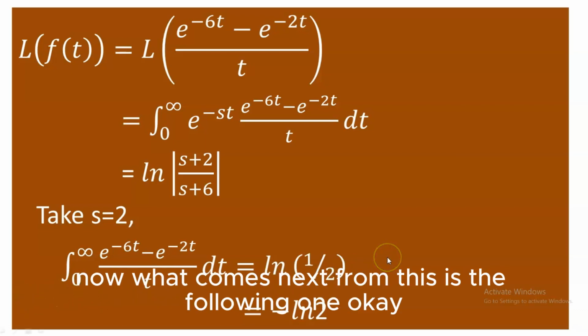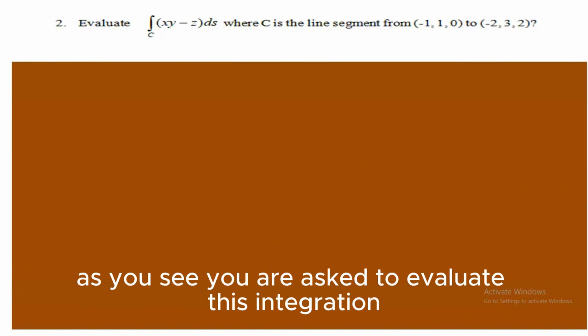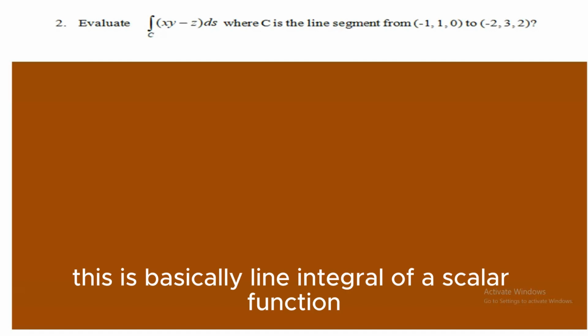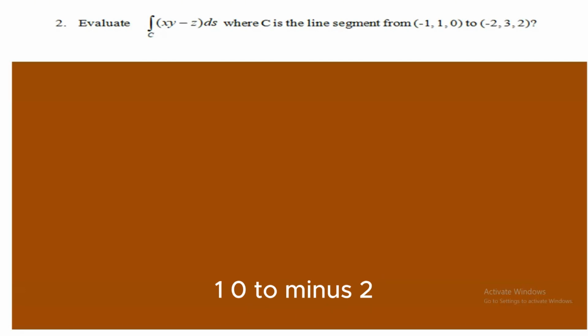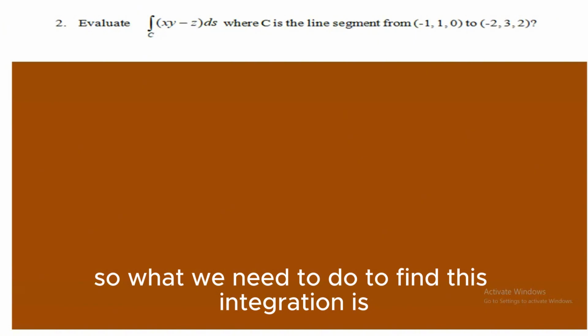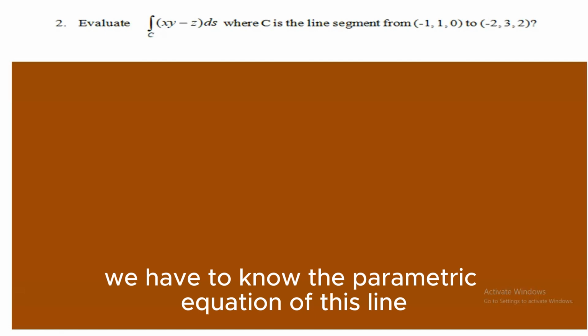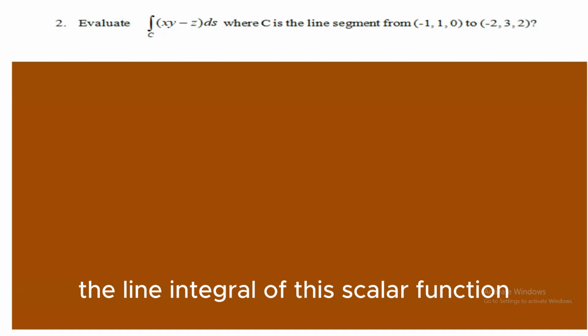Now what comes next from this is the following one, okay? You are asked to evaluate this integration. So this is basically a line integral of a scalar function, because the scalar function is xy minus z, and c is the line segment from minus 1, 1, 0 to minus 2, 3, 2. So the initial point as well as the terminal point is given. So what we need to do to find this integration is to know the parametric equation of this line segment, and based on that we can determine the line integral of this scalar function.